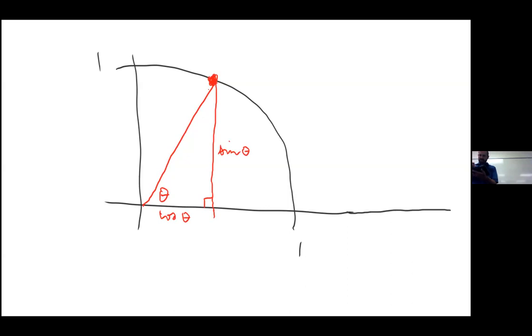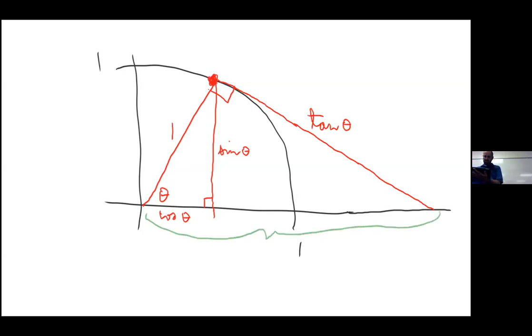If you draw the tangent line in this direction, this angle right here is a 90-degree angle. This length right here is 1. The distance from this point down to the x-axis, along the tangent line, is called tangent of theta. And this distance down here, what do you think that's called? That's secant of theta.